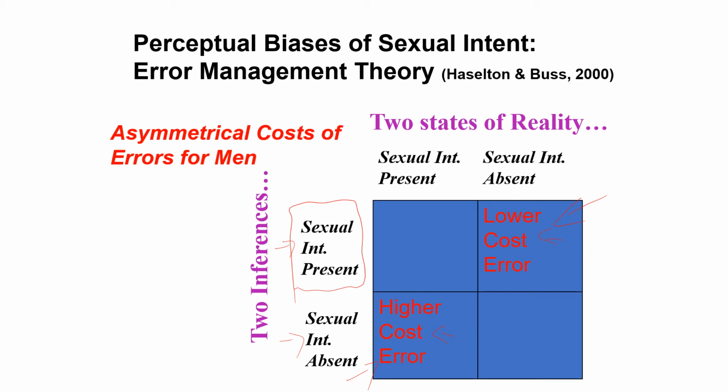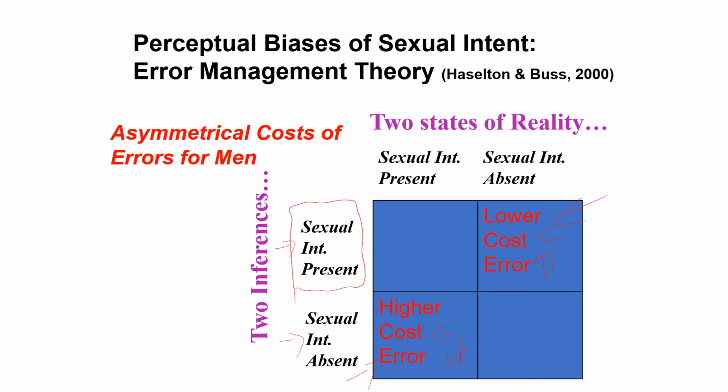Therefore, they're increasing the chance of this type of error. By decreasing the higher cost error, they're increasing the chance of making the lower cost error. What do I mean here? I mean that this is why men interpret many things as sexual intent even when they're not.